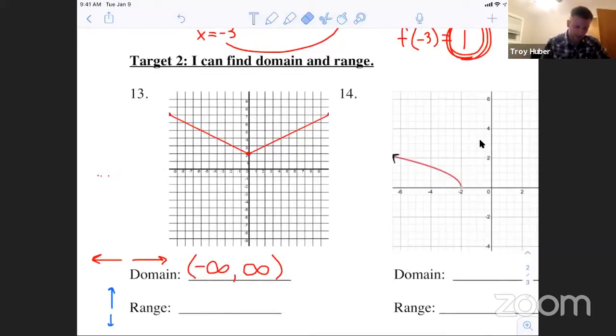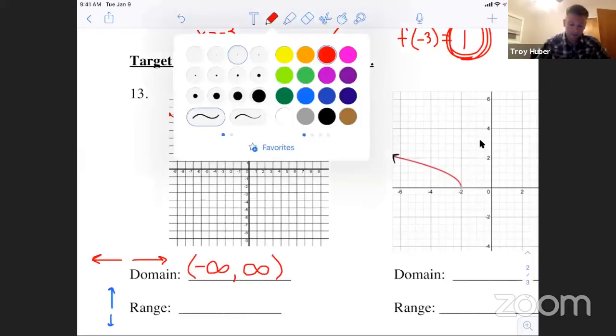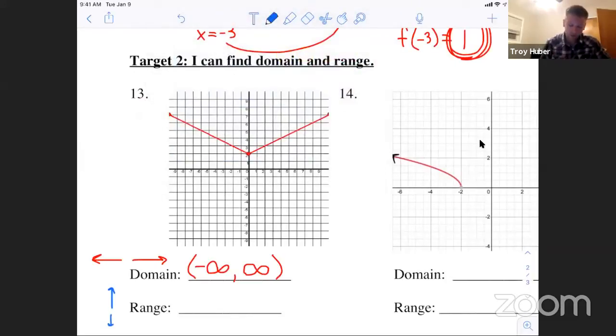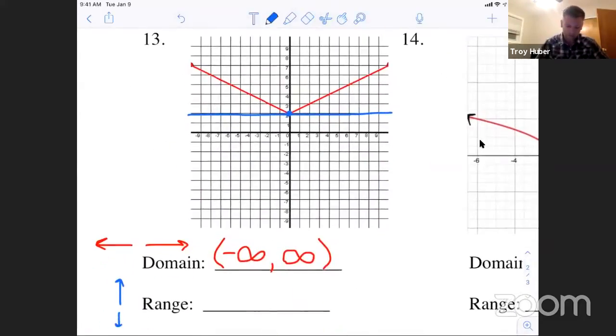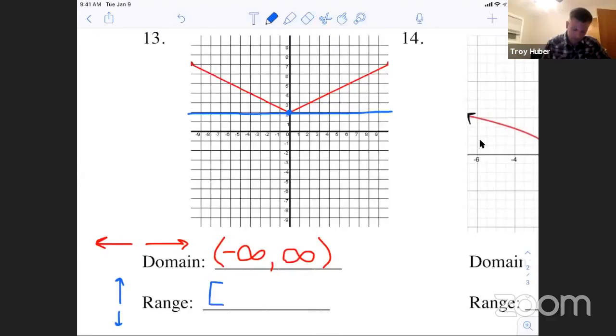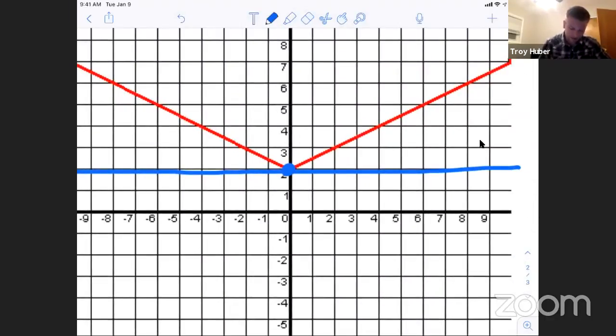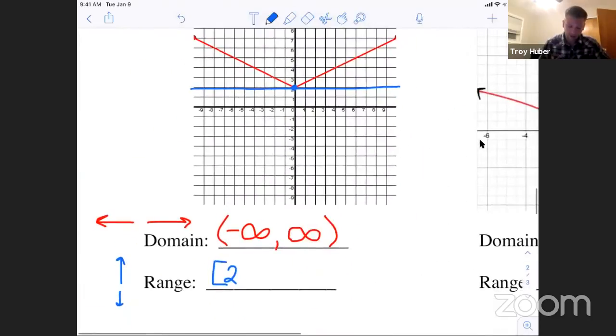Okay, so that was our left and right of the graph. Now we look up and down. So now we're going to look at range. Notice that it only goes down to that point right here at y is equal to 2. So I'm going to say, well, the bottom is 2. Well, could it be on 2? Yeah, it is on 2. It's filled in on 2.